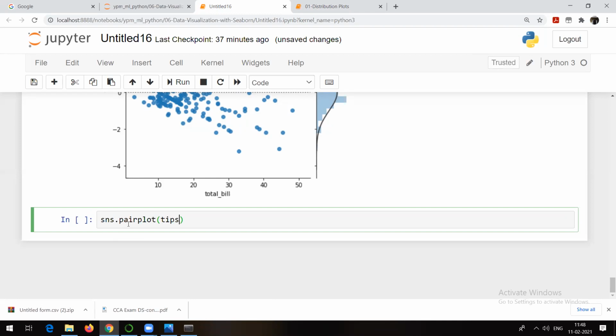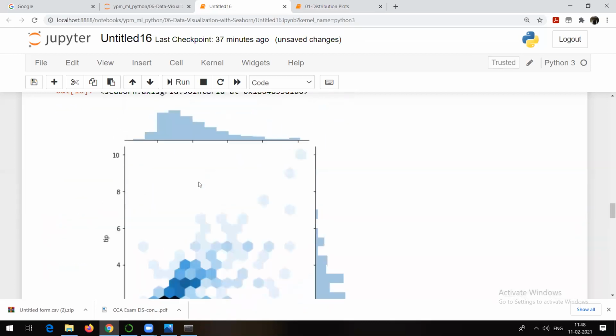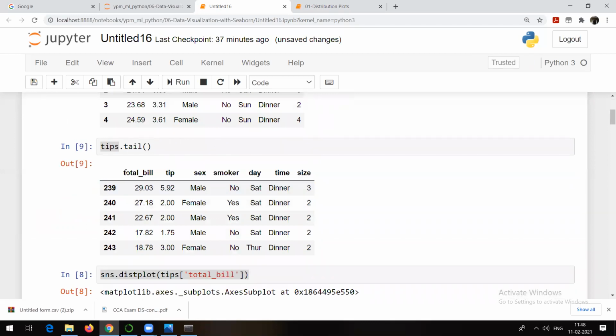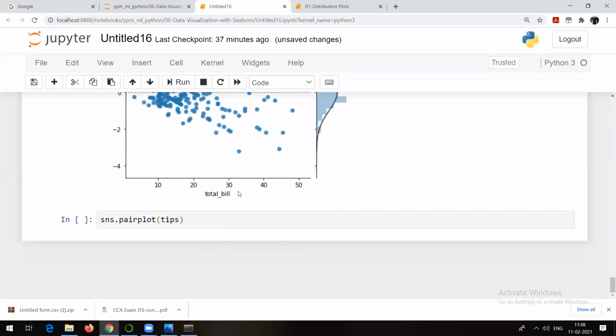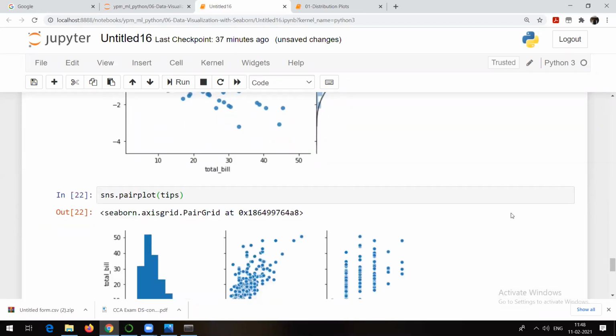Now it is up to pair plot to decide which is a numerical column, and then it is going to take it into consideration. Let me show you before that which are the numerical columns in our data set. If you see in the tips data set, total bill is a numerical column, tip is a numerical column, and size is a numerical column. So by default, pair plot is going to consider only these three columns: total bill, tip, and size. I will run it. Now I am able to see the pair plot.